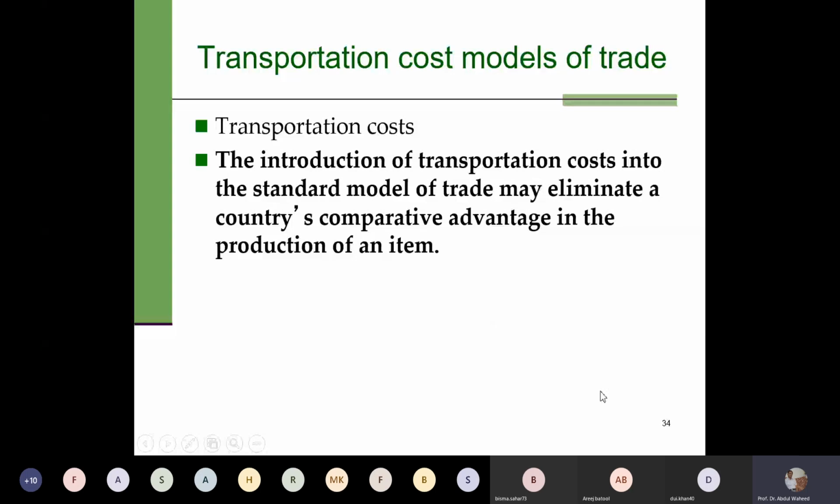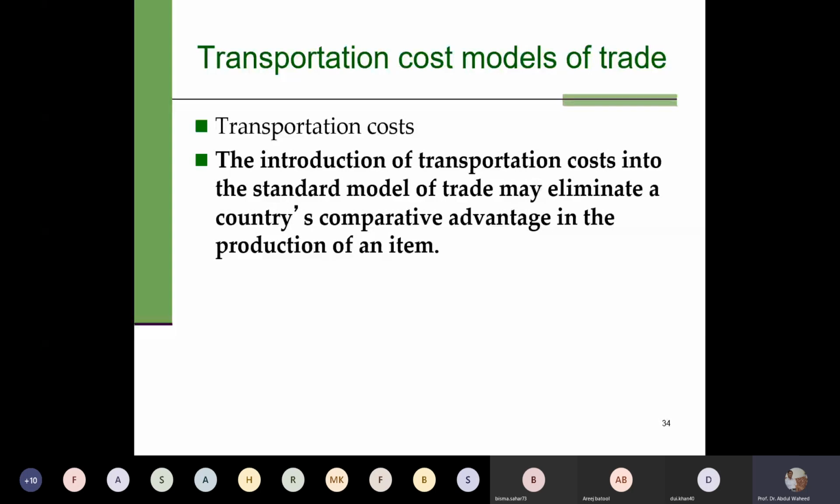If there is a transportation cost, sometimes it will eliminate countries' comparative advantage. We classify goods as tradable and non-tradable. If the price differential is more than the transportation cost, then we will say that this product is tradable. Otherwise, non-tradable. For example, if the price of a product in Pakistan in terms of dollars is $100 and the price of the same product in United States is $150.